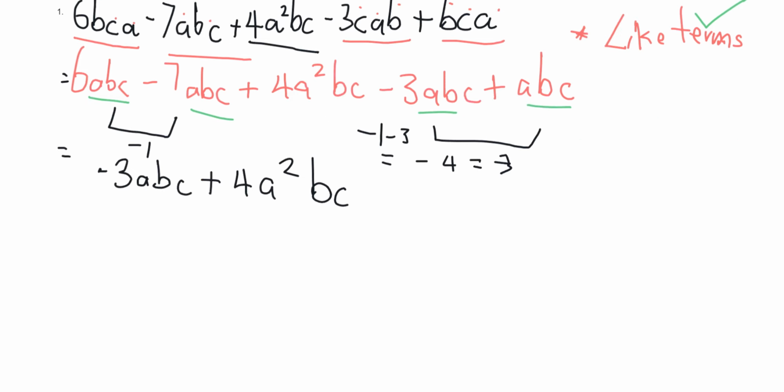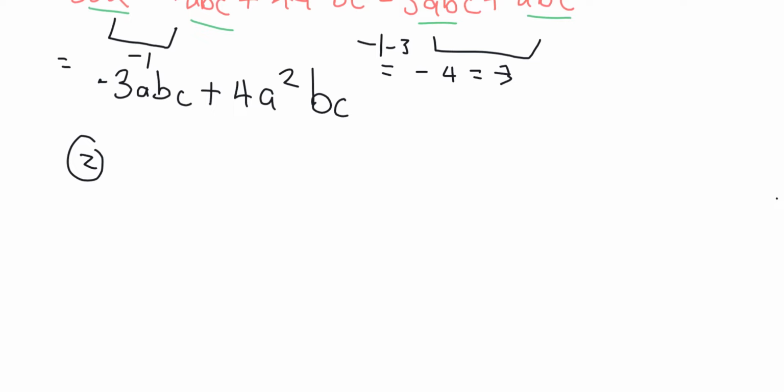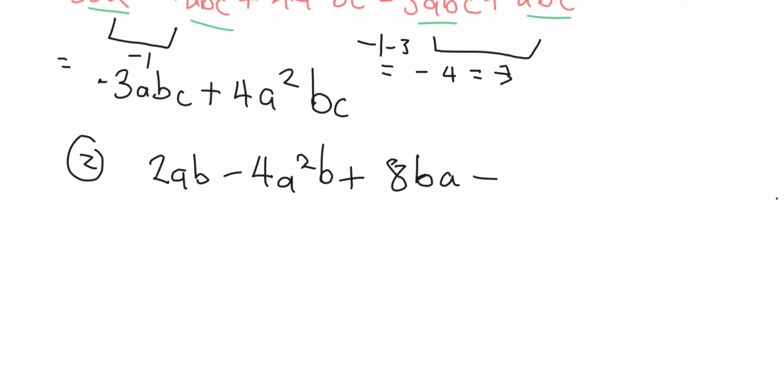So let's say I give you another example, just so that we remind ourselves of some of these things. Let's say you are having 2AB subtract 4A squared B plus 8BA, subtract, let's say, 4C squared. Now, let's see, do we have like terms here?